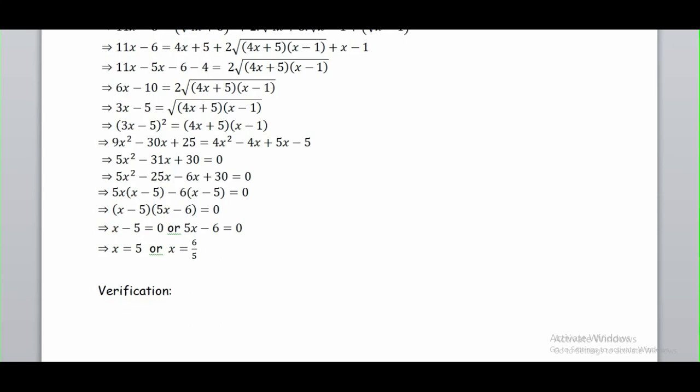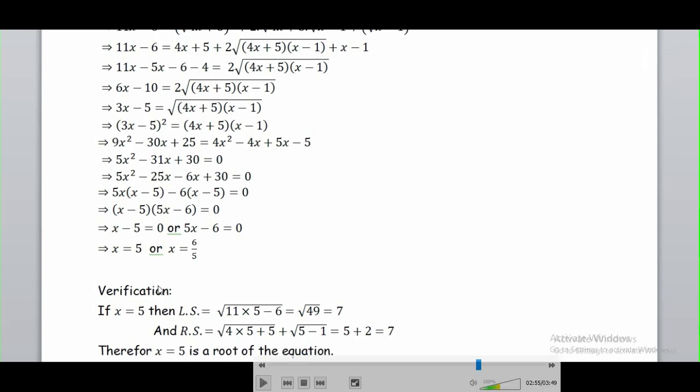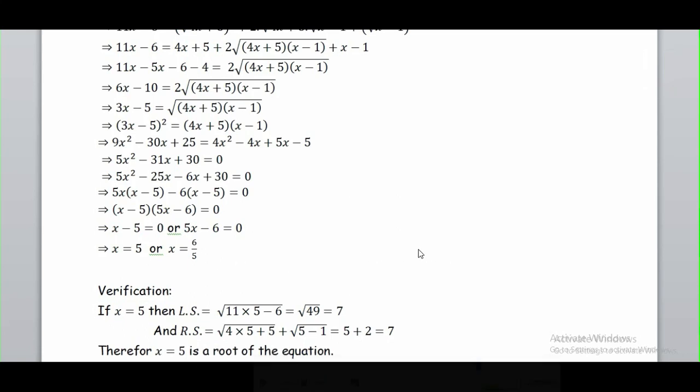So now it's the time of verification. We have used square, so you have to verify. Left hand side will give us 11 into 5 minus 6 root over 49, that is 7, and right hand side equal to 7. Therefore x equal to 5 satisfies the equation, and it's a root of the equation.